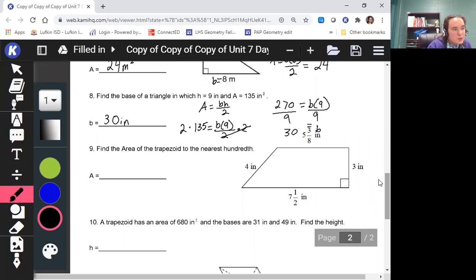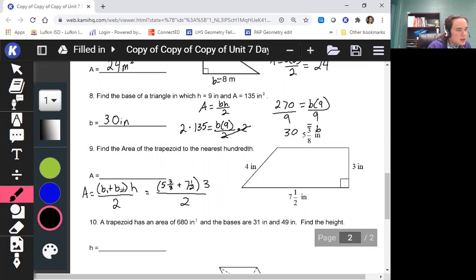Next up, we are looking for the area of a trapezoid to the nearest hundredth. So remember the formula for area of a trapezoid is our two bases added together, multiplied by the height, and then divided by 2. So our two bases are 5 3/8 and 7 1/2. Our height is 3 over 2.